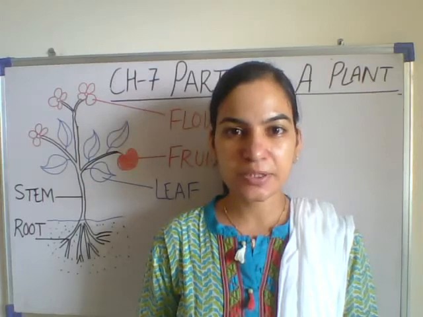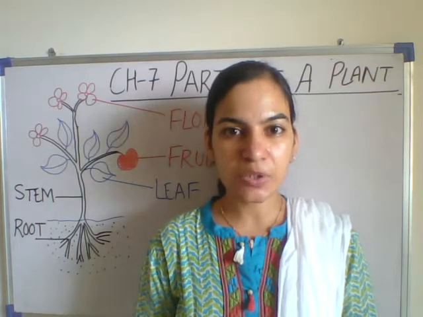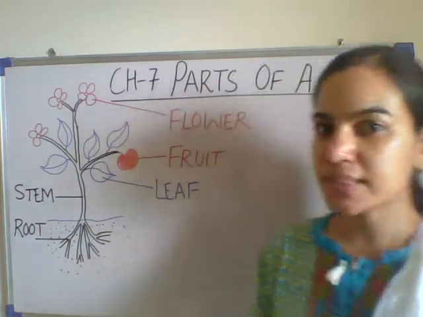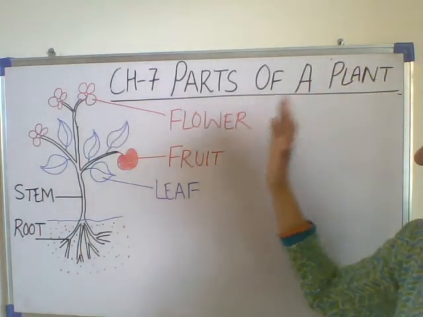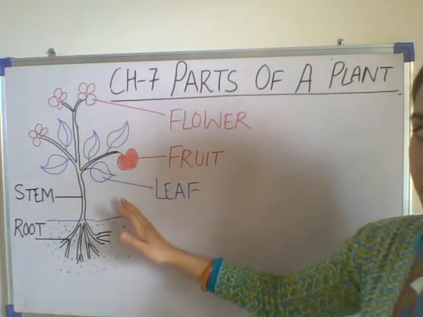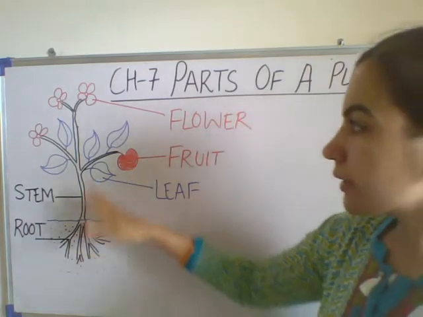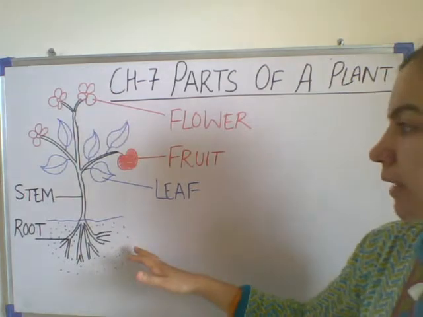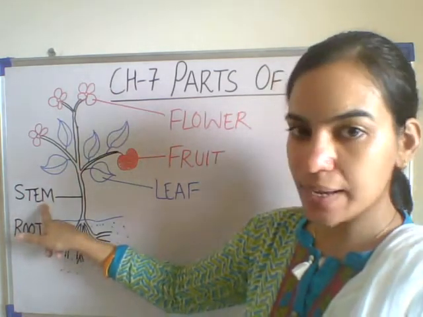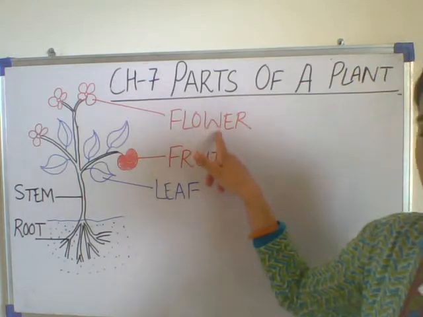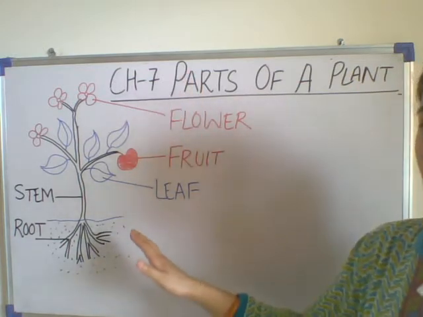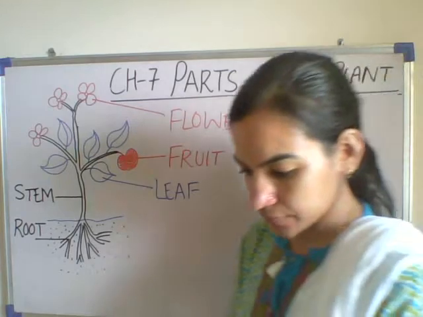Good morning, dear students. Today we will be starting our new chapter number 7, parts of a plant. Here I have drawn a plant. These are the different parts of the plant: root, stem, leaf, fruit, flower.